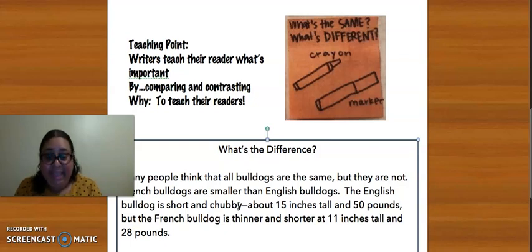So writers, I want you to make sure that as you teach your reader today, you are showing what's the same and what's different about your topic. We teach our readers what's important by comparing and contrasting. I hope that you understood this lesson really well, and I can't wait to see what more you're going to teach us by comparing and contrasting.